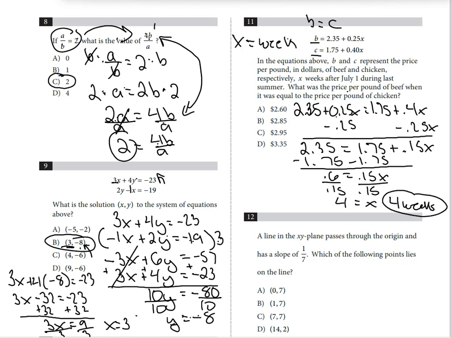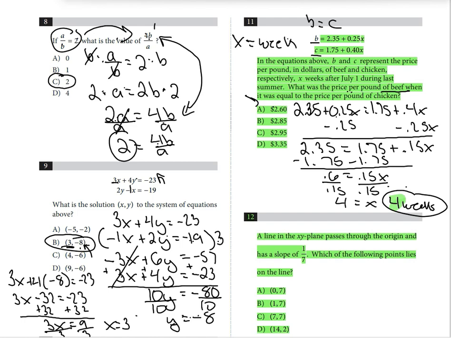Okay? So it doesn't make sense in the context of our answer because we got 4 weeks, but our answer is going to be in dollars, right? So what we just figured out is after 4 weeks, the price was equal, but we want to know what was the price per pound of beef when it was equal to the price per pound of chicken. So we have to take that 4 and put it back in here, in for x, and solve for b. All right, so let's do that. So this one's going to take a little bit longer.